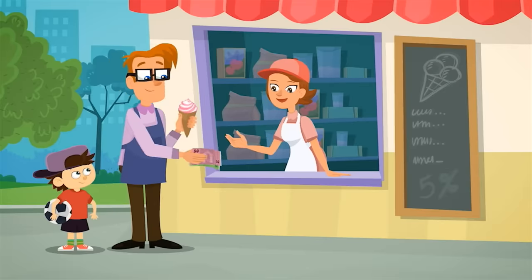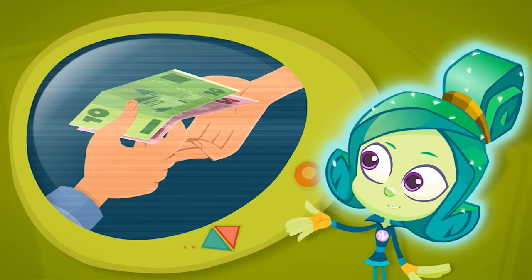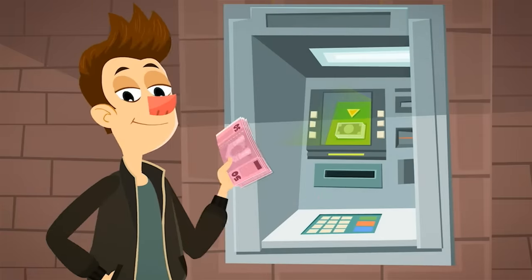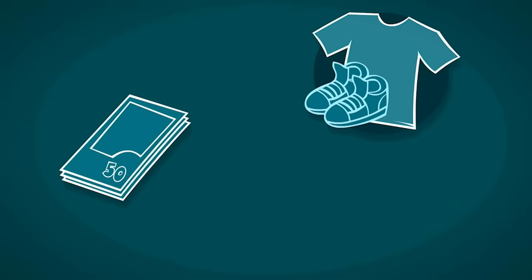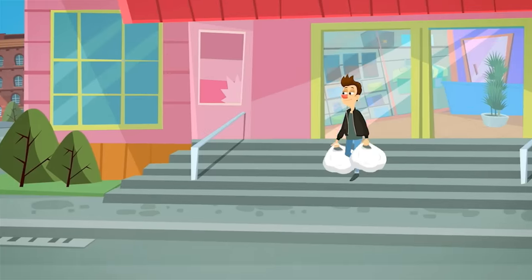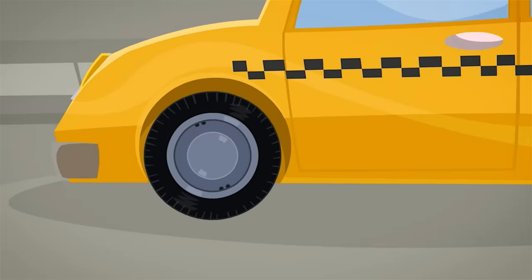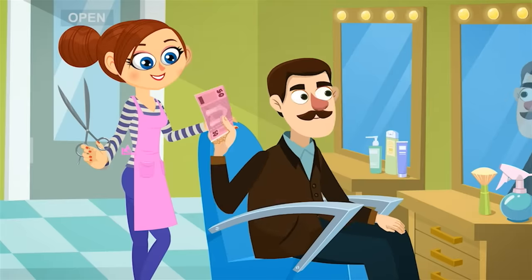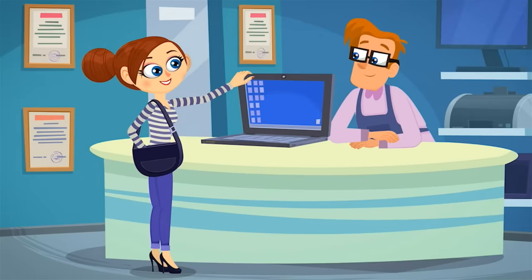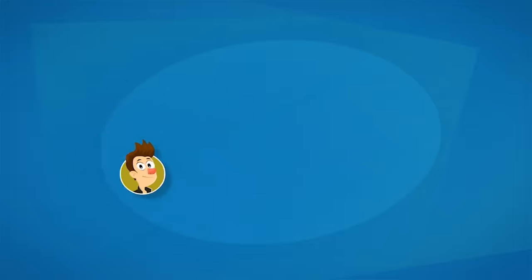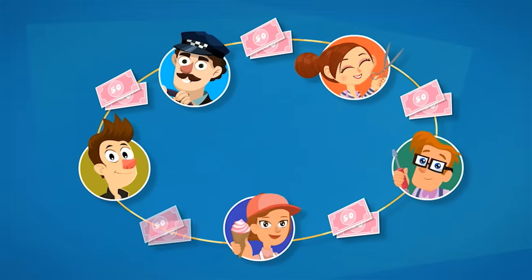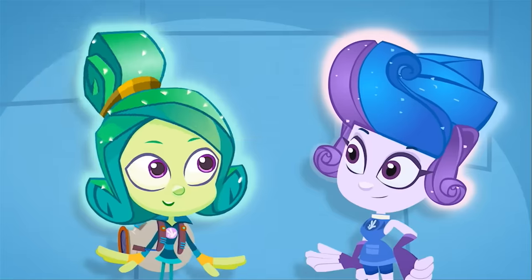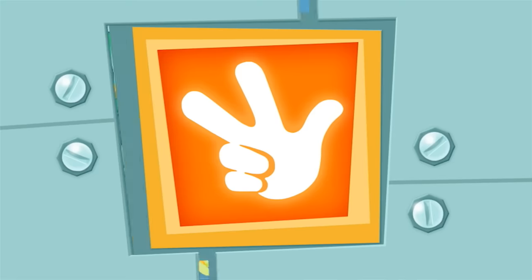Money constantly moves from one hand to another. A person does his job at work, and in exchange, he gets money for it. He can use the money to buy things he wants, like clothing or food. Or he can pay somebody else for their work, like getting a ride from a taxi driver, a haircut from a hairdresser, or a computer repaired by a technician. All people take part in the circulation of money. But unlike people, Fixies don't use any money. We do just fine without it.